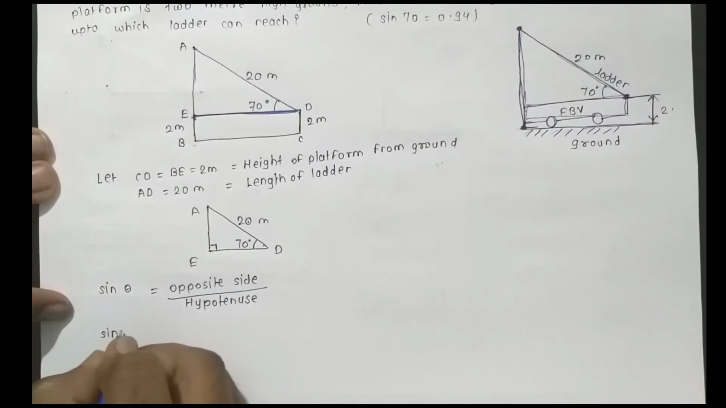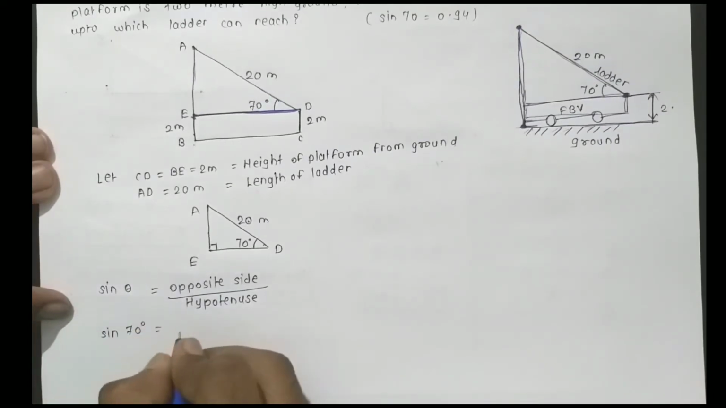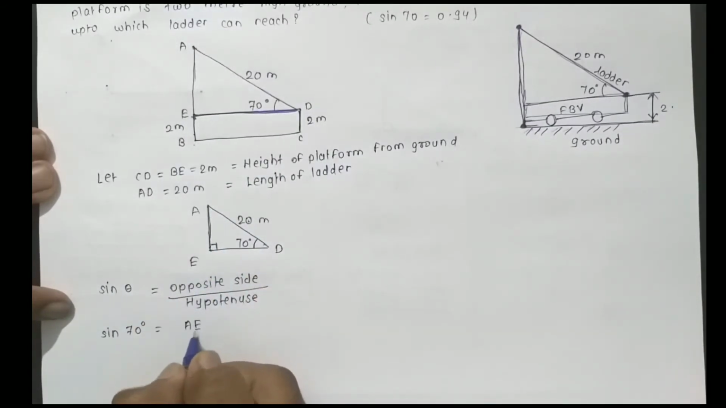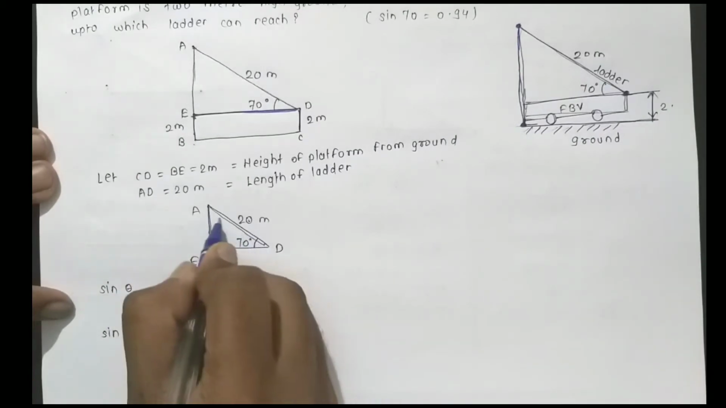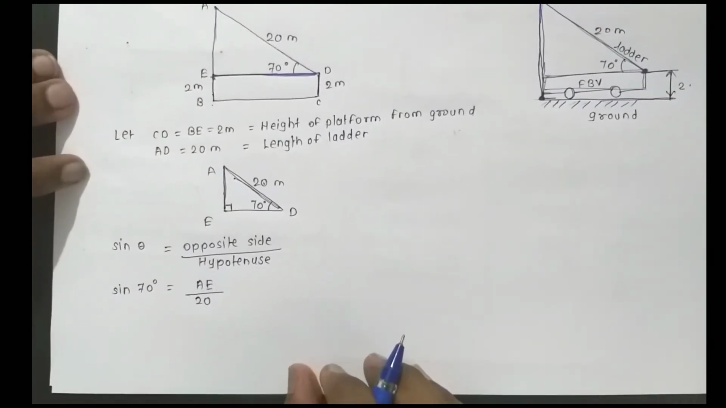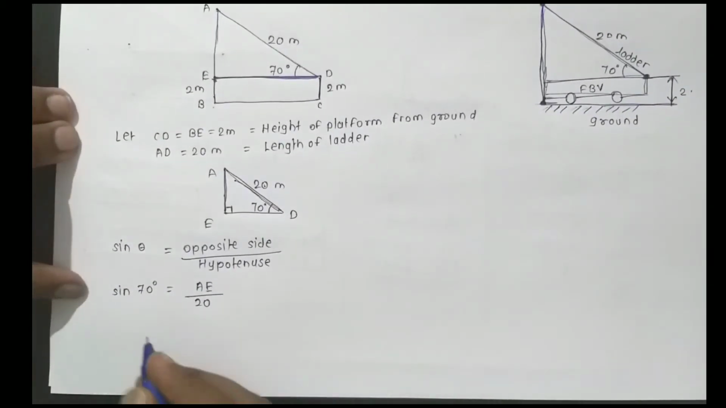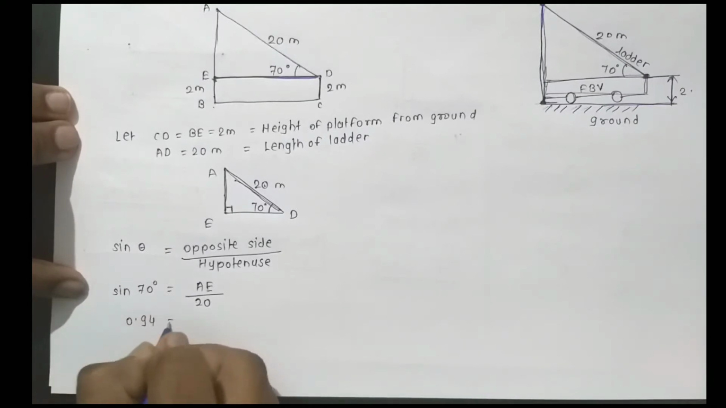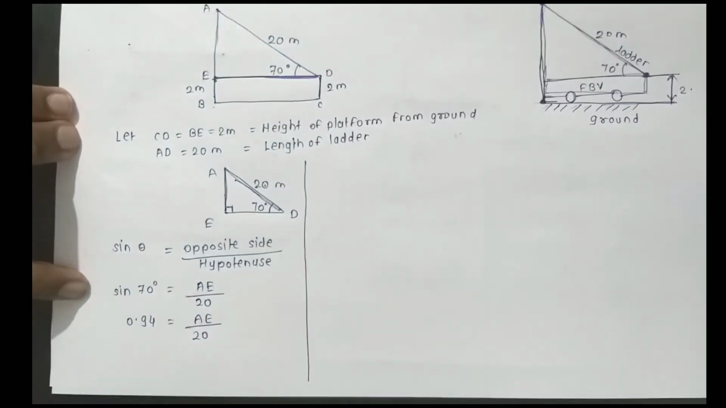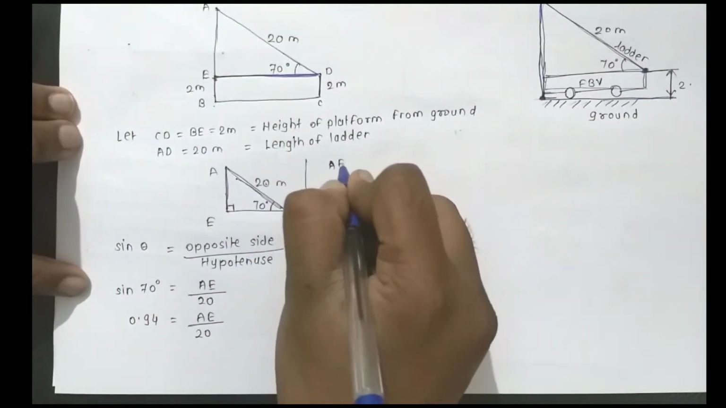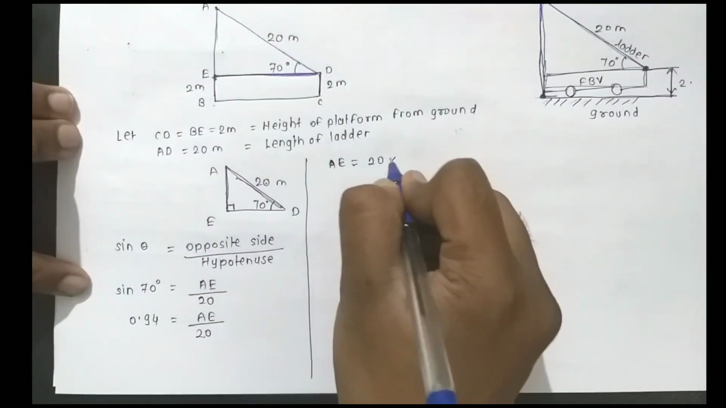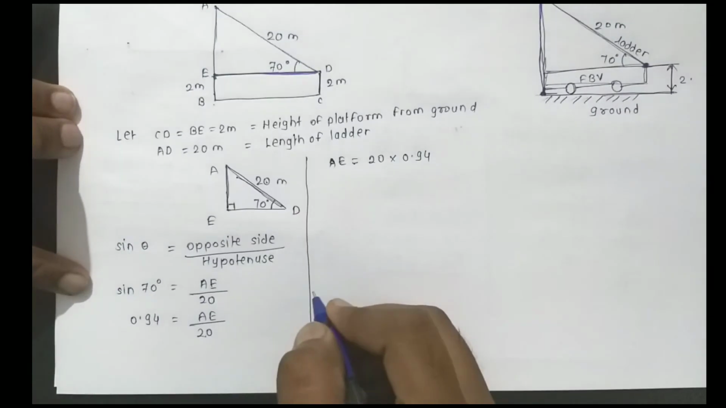Put our values. Sine theta means sine 70 degrees. Opposite side AE we don't know, so we write it as it is, AE. Hypotenuse is AD, that is 20. The value for sine 70 is given, that is 0.94. AE as it is upon 20. Then AE is equal to 20 multiplied by 0.94.